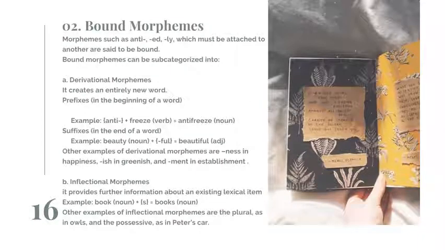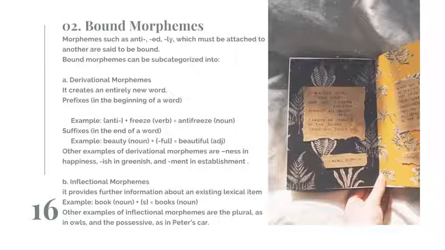The second one is bound morphemes. Morphemes such as anti, -ed, -ly, which must be attached to another, are bound morphemes. Bound morphemes can be subcategorized into derivational morphemes. It creates an entirely new word.